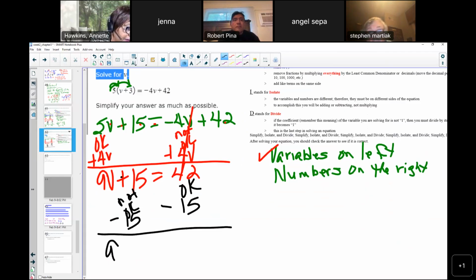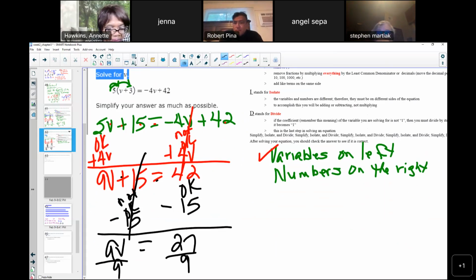This is 9v. This cancels. This is equal. And then this is 27. The final step is to divide. We need to divide by the coefficient of the variable we're solving for. We want to know what 1v is equal to, not 9 of those. So I divide by that coefficient, 9 on the left, keep it balanced, 9 on the right, and v equals 3. Okay? So everyone has that answer.